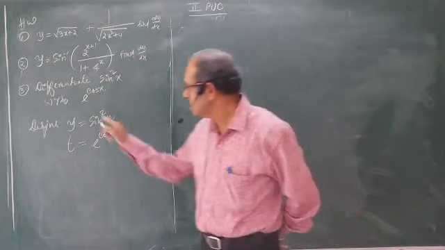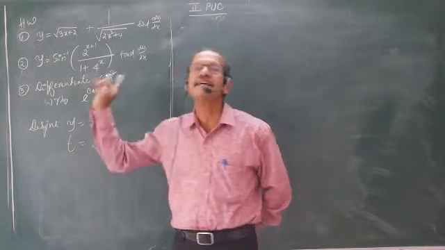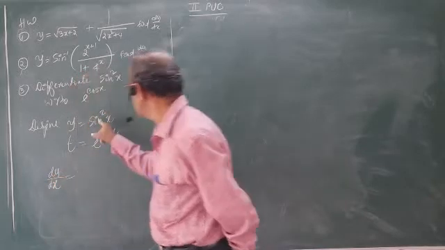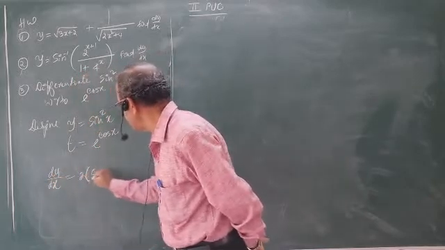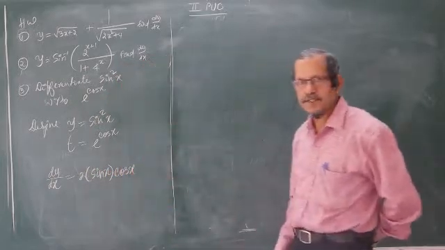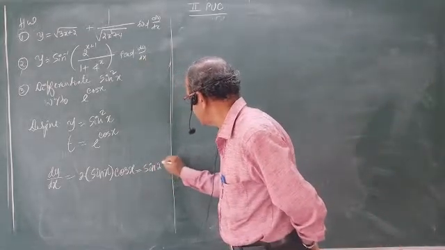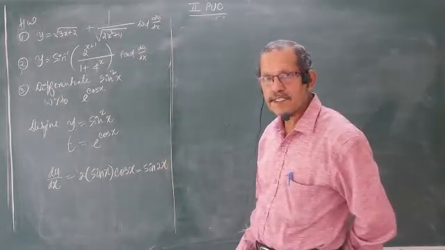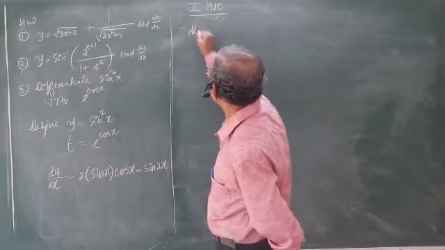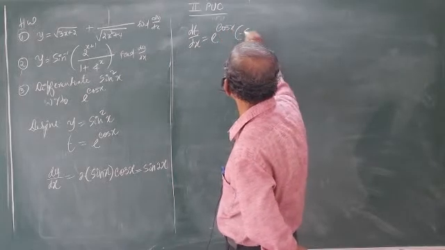Now what we have to do? Find the derivative of this with respect to this, which means find dy by dt. dy by dx equal to sin square x, whose derivative is 2 sin x into the derivative of sin x, cos x. Or you can write it as sin 2x, no problem. 2 sin theta cos theta is sin 2 theta. That is why. dt by dx is e to the power cos x into minus sin x.